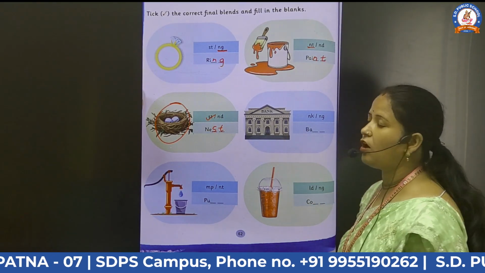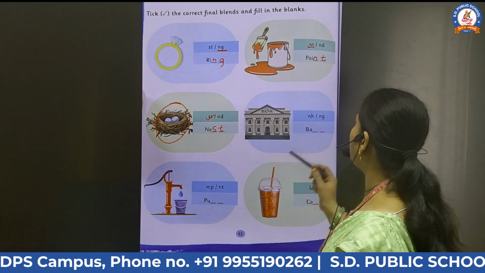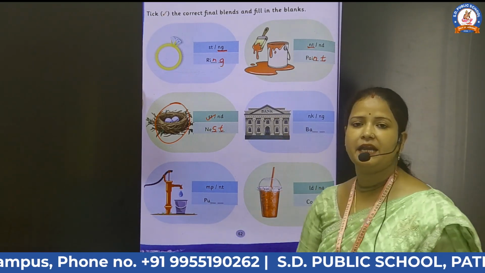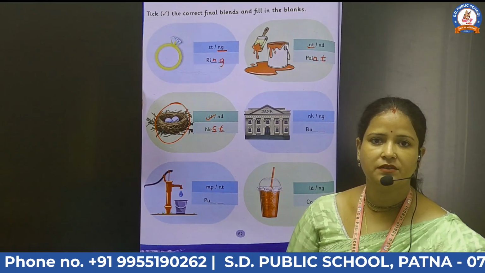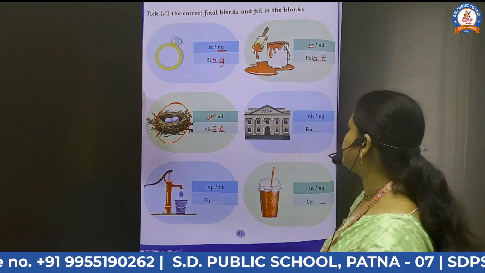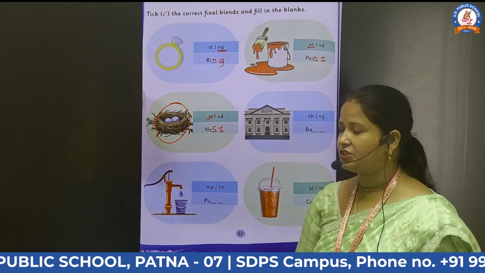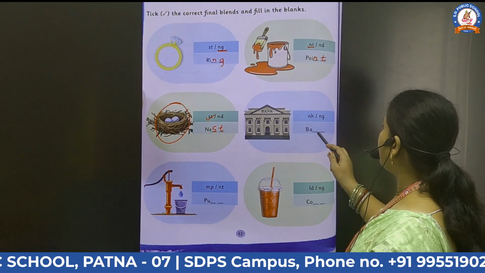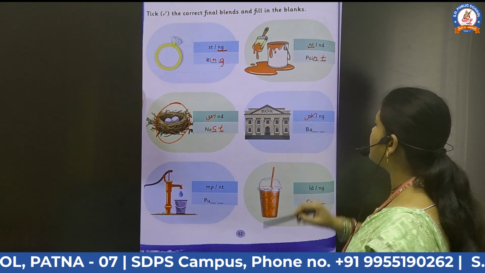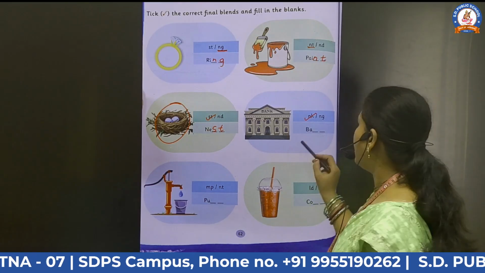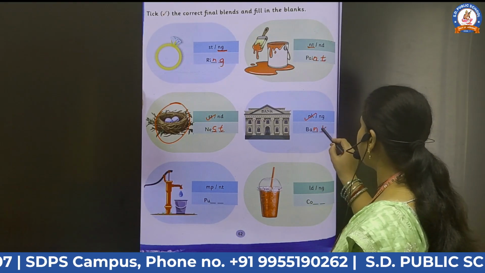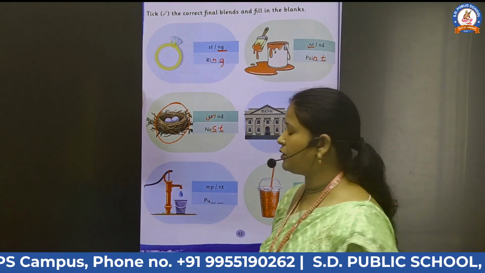This is the picture of bank, and the spelling of bank is B-A-N-K. Bank means where we deposit our money, where our money is kept safe. What is it called? It is called a bank. B-A-N-K, bank. So this one is correct. Next picture.